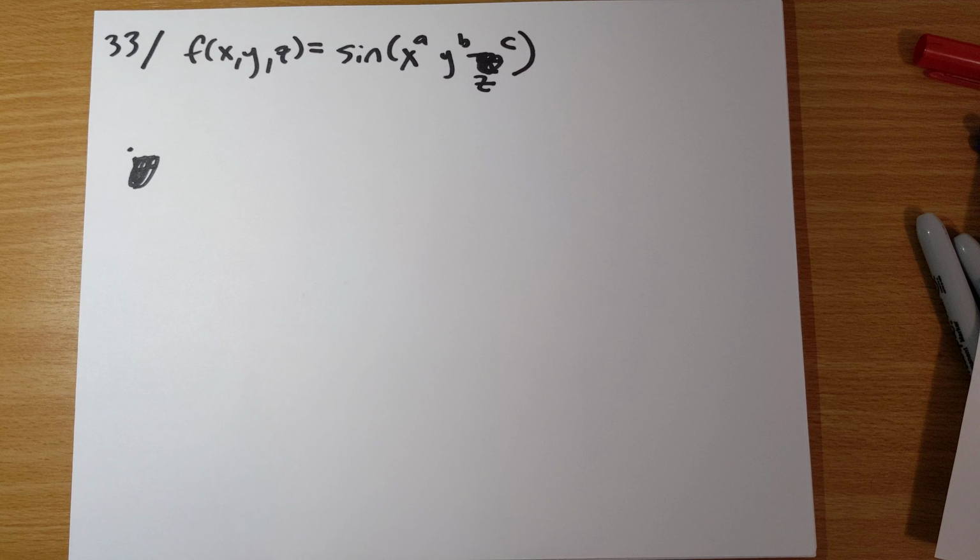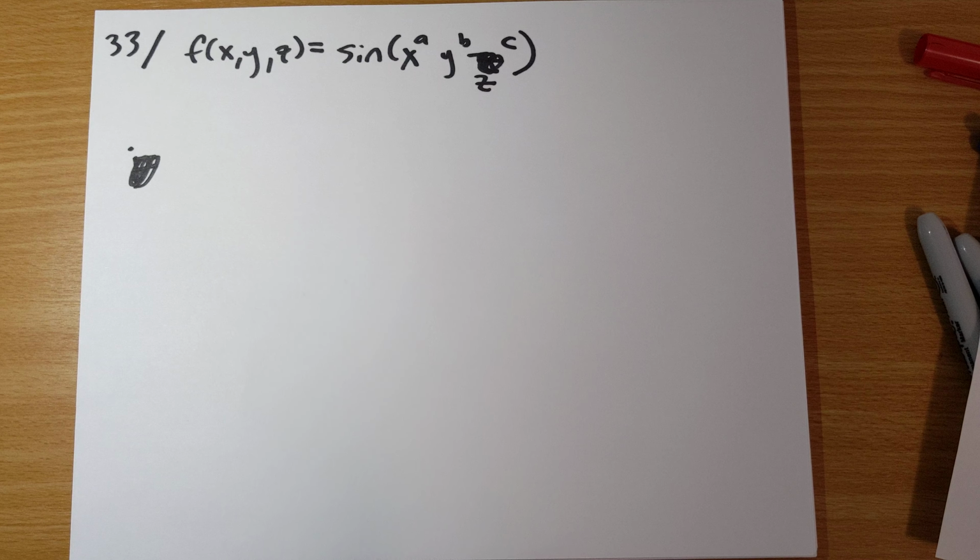Problem number 33. Find the values of a, b, and c which make f of x, y, z equal to sine of x to the a times y to the b times z to the c a potential function for the vector field f. It's a long expression here.